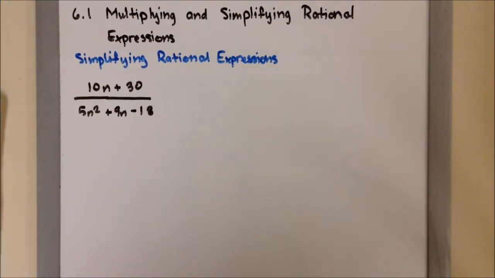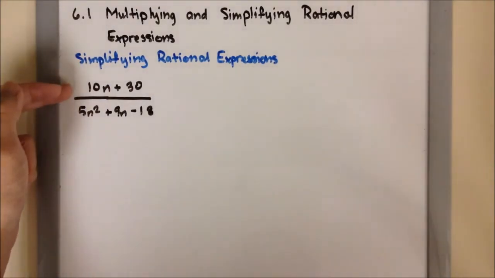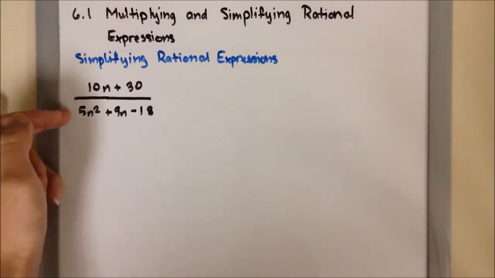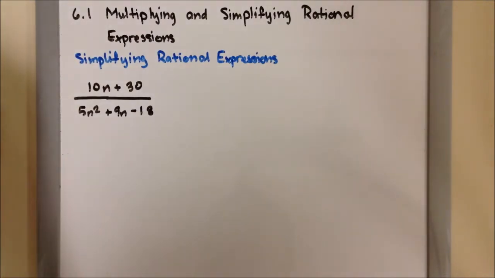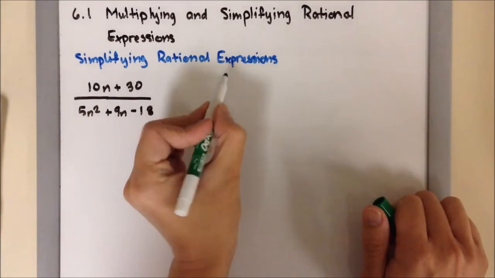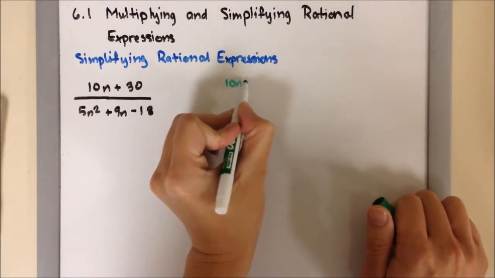In our first example, we have a fraction, and the numerator is 10n plus 30, and our denominator is 5n squared plus 9n minus 18. So what you're going to do is use the skills, the methods, the process that you learned in the previous chapter, chapter 5: factor by grouping, factor by GCF, and factoring trinomials. So let's focus on the numerator first. In the numerator, we have 10n plus 30.